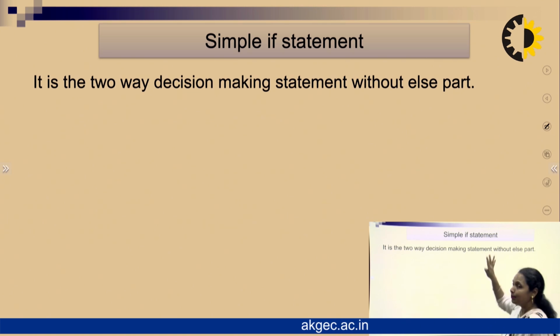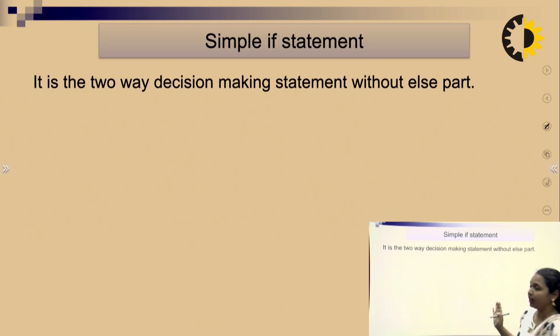When we are talking about simple if, it means that we are not going with the else part. We are going with only one option, that is A. We are only checking for either a true condition or a false condition. Only one condition is being checked. The else part is not written with the if statement.